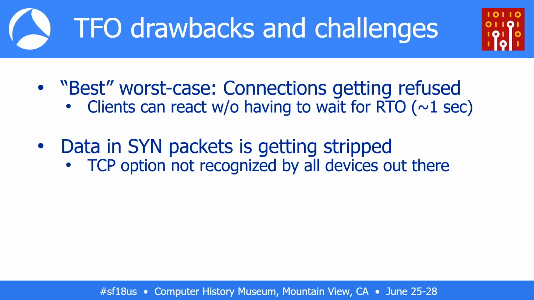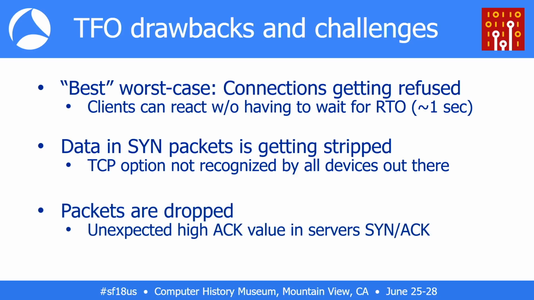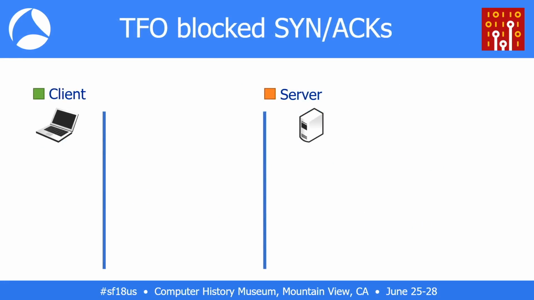Another possibility is that the data in that SYN packet is just getting stripped, so the server won't receive it. Could happen. And then there's a third possibility that is actually even worse, and I will explain that to you on the next slide. So let's just imagine the client is sending a SYN including data, and we're having a relative sequence number of 0 for the very first connection, and we are sending 100 bytes of data, including the TCP Fast Open cookie. So what should be the SYN ACK and what should be the ACK number from that server coming back to the client?